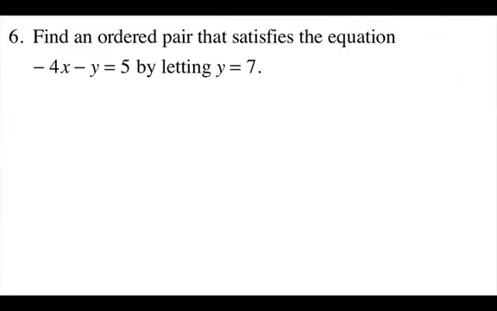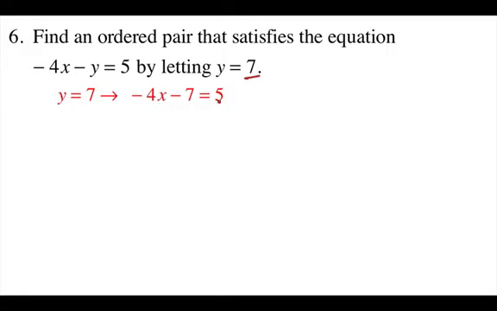It says find an ordered pair that satisfies the equation -4x minus 4y equals 5 by letting y equal 7. All they're asking you to do here is wherever you see a y, you're going to plug in 7 into this equation. So this is where we see the y, so I'm going to substitute 7 for that y. So once I do that, this is what I get. -4x minus 7 equals 5.